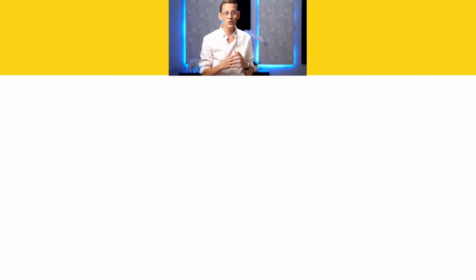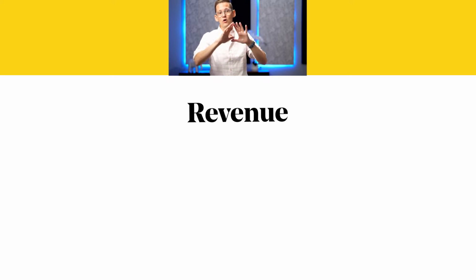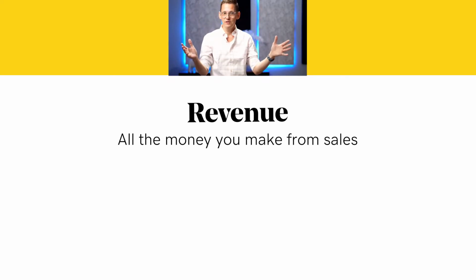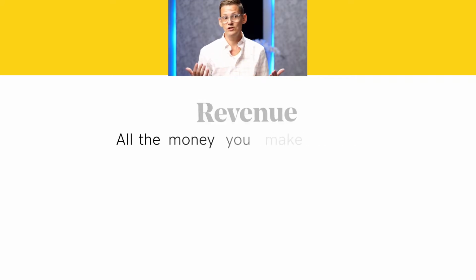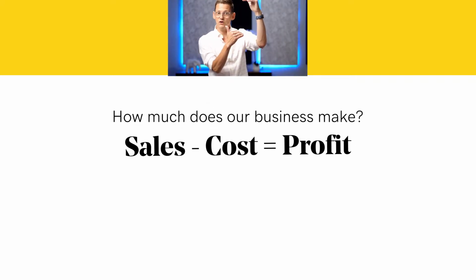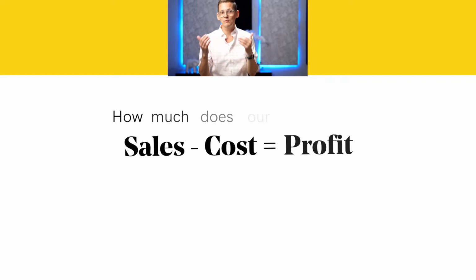So how do we pay for our costs? Well, we pay for our costs out of our revenue. People think revenue, they think, I have a six-figure business. I bring in $220,000. Well, you might bring in $220,000, but that's just your top line number. That's just your sales. So we want to think of revenue as all the money we make from sales. And then to understand how much our business actually makes, we just subtract from our sales our costs. And that gives us our profit. All right, now that's our money. That's the money we get to keep.